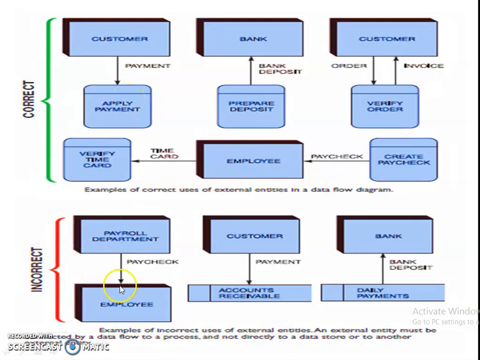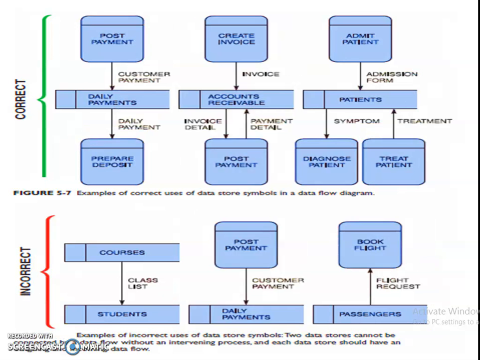Now, why are these not correct? You have to take note that an external entity to another external entity is wrong. An external entity to a data store is also wrong, whether it is adding information to the data store or an entity extracting data from the data store. To make it correct, you have to put a process in between. So that is how we have to use the external entity symbol, connecting to a process, rather than to a data store or to another entity.